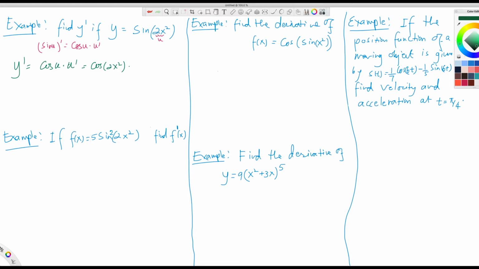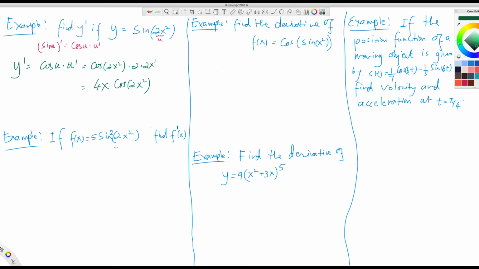So 2 will stay the same, so it is 2 times the derivative of x squared, which is 2x to the 2 minus 1, that is 2x to the 1. So you can write this as 2 times 2 is 4x. I write this at the front, and then write times cosine of 2x squared. See that? It is a similar concept.